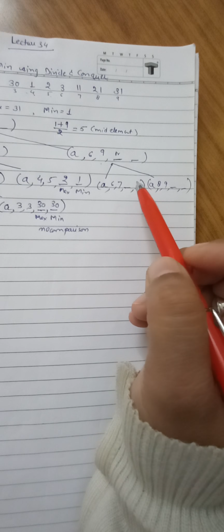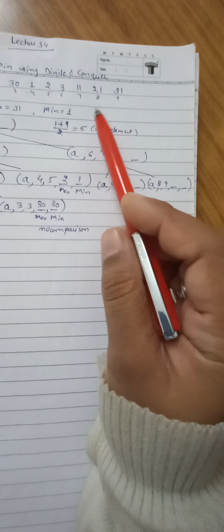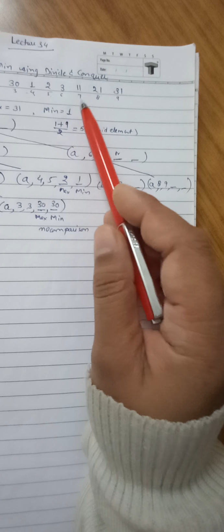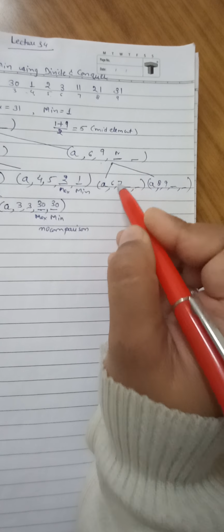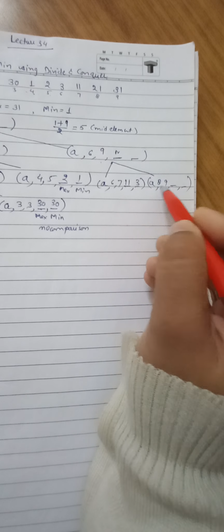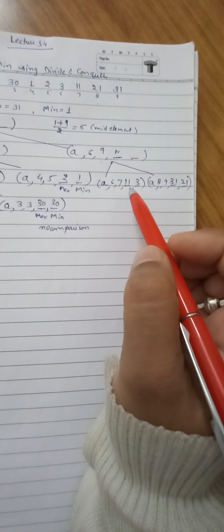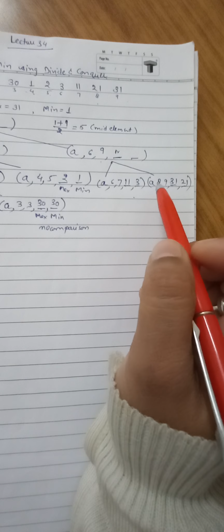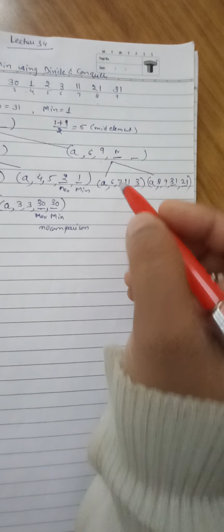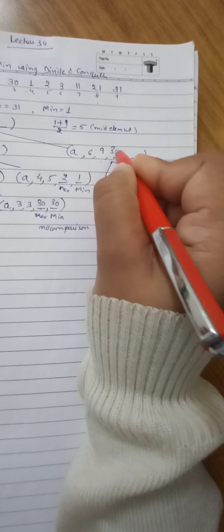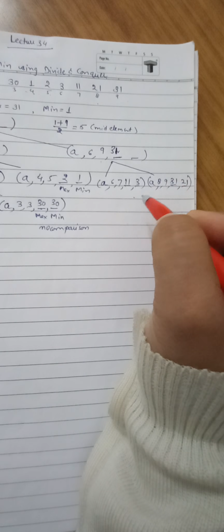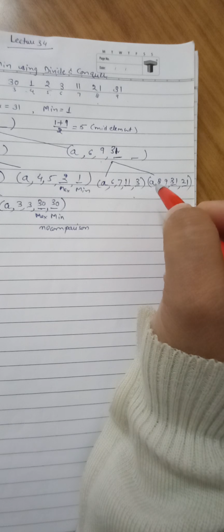Now we will see from here what values will come. What we have in 6 and 7 position is 3 and 11. So maximum will be 11, minimum will be 3. And at 8 and 9 position we have 21 and 31. So maximum will be 31 and minimum will be 21. Now again comparison will occur here. So what will be the maximum? Maximum will be 31. And what will be the minimum? Minimum will be 3.